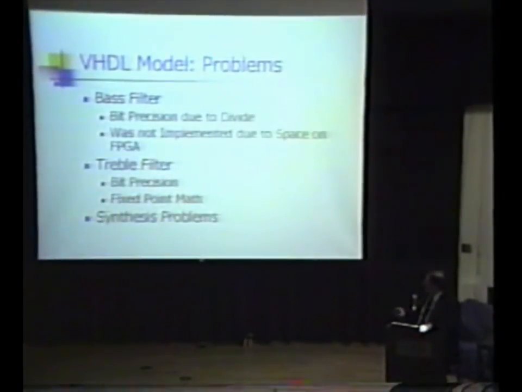But there were some problems. The bass filter didn't work. This is due to bit precision on the divide. The divide was so great because of the sampling frequency that the only bit precision out of the divide I had was like 3 or 4 bits, which is not enough. So this wasn't implemented anyway because space in the FPGA wasn't enough.